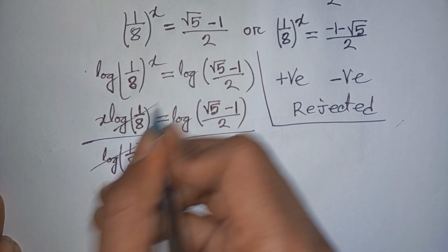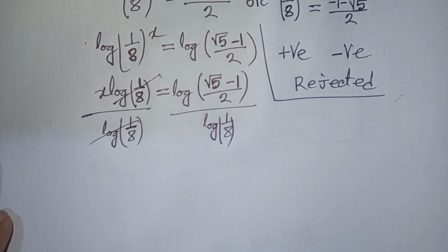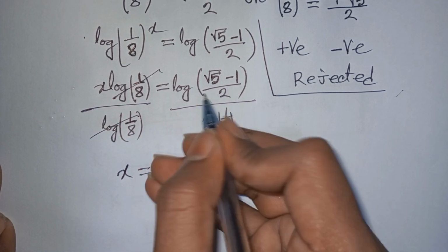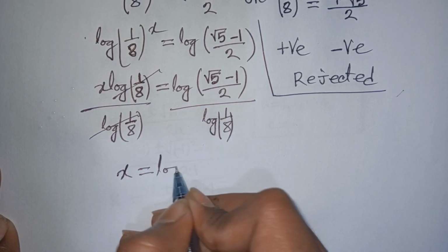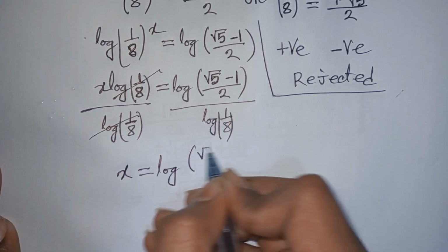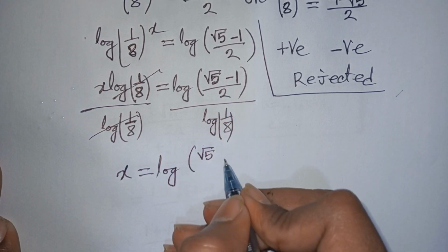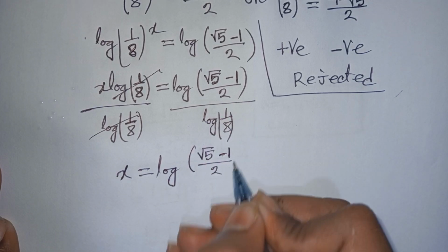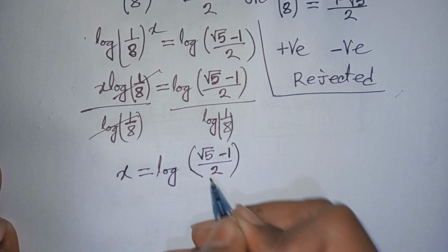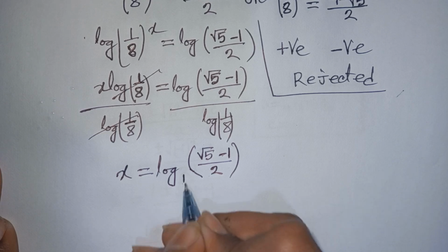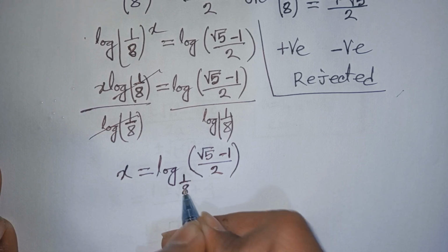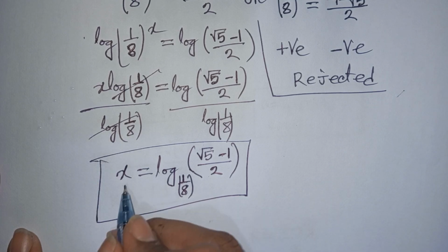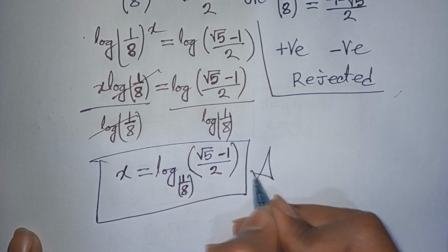So this log of 1 by 8 will be cancelled. So you have x equal to this divided by this, that means it will be log of a square root of 5 minus 1 over 2, with base 1 by 8. So this is the value of x. So this is our final answer.